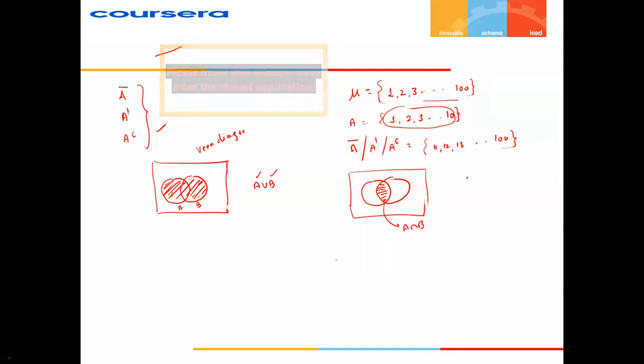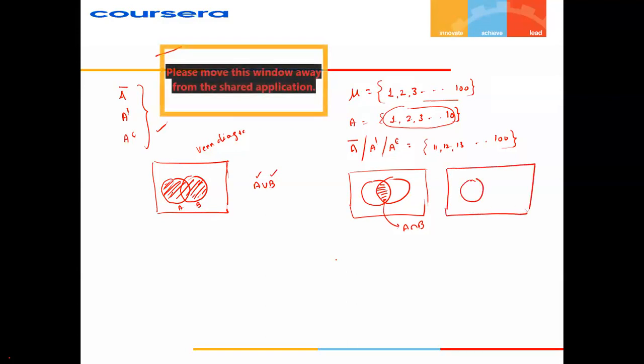Different sets. That means both are not having common friends, right? Then it looks like this and this. Then we call them disjoint sets. Disjoint. There is no common part associated with this, right? So this is what we require mostly when we work with set theory.